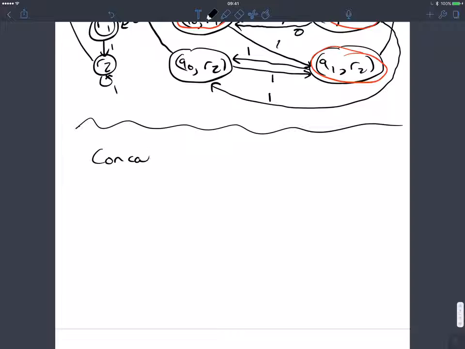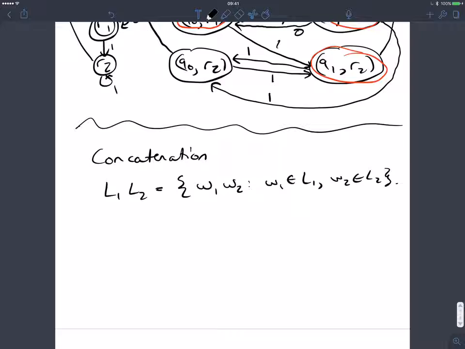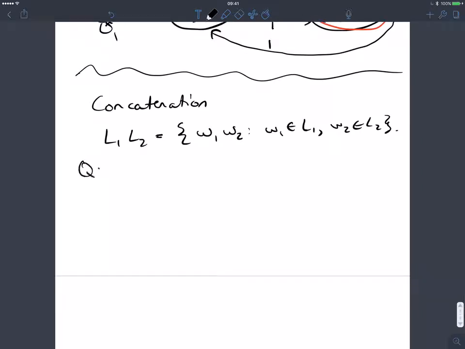So let's look at concatenation. And let's remind ourselves what it is. L1 L2 is the set of W1 W2 such that W1 is in L1 and W2 is in L2. So that's just the definition of concatenation of two regular languages, or two languages in general. So our question is, if L1 and L2 are regular, is L1 L2 regular?